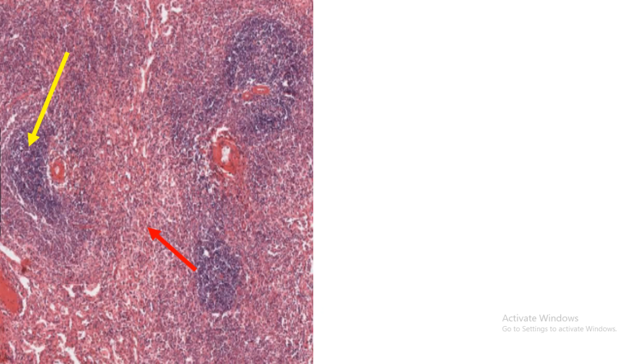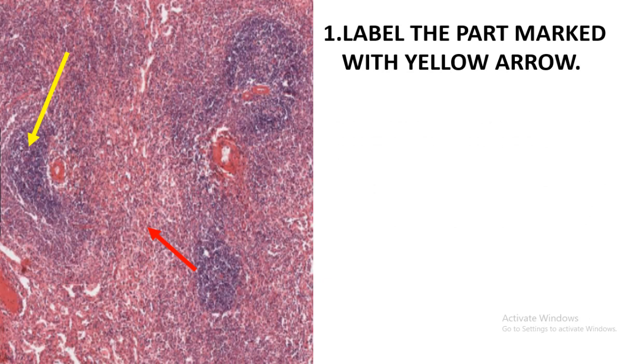The next slide we have been given is likely to be the slide of the spleen. So let's quickly look at the questions which we have been given. The first question is label the part marked with yellow arrow. If you look at the part marked with the yellow arrow, this is just the white pulp of the spleen.